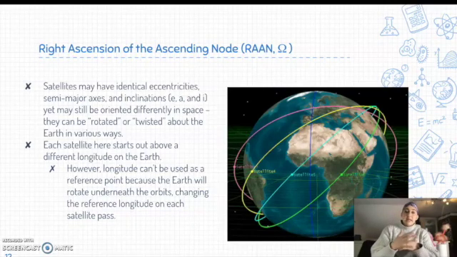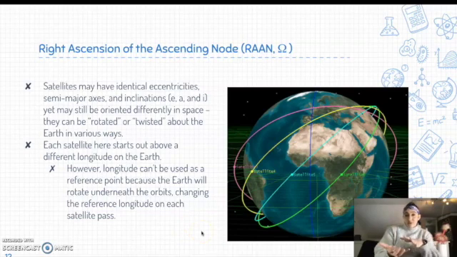So now let's take a look at right ascension of the ascending node, also known as RAAN, which can be represented by the symbol omega. Satellites may have identical eccentricities, semi-major axes, and inclinations. Those are represented by E, A, and I, but they can still be oriented differently in space. So they can either be rotated or twisted around the Earth in different ways. Each satellite here starts out above a different longitude on Earth. However, the longitude can't be used as a reference point because the Earth is going to keep rotating. So that means our reference longitudes will change as the satellite passes.